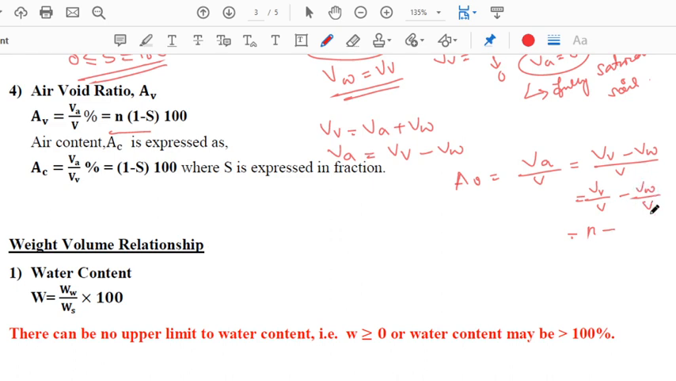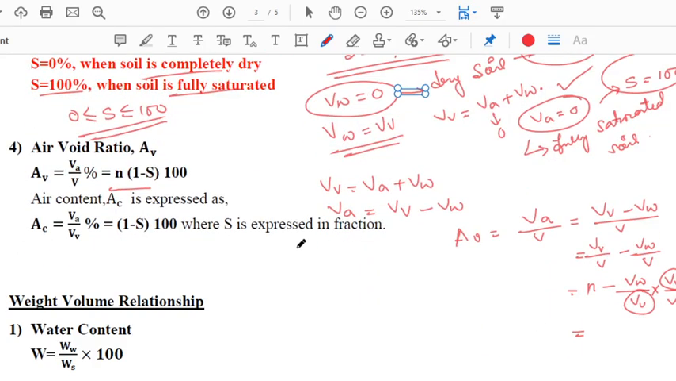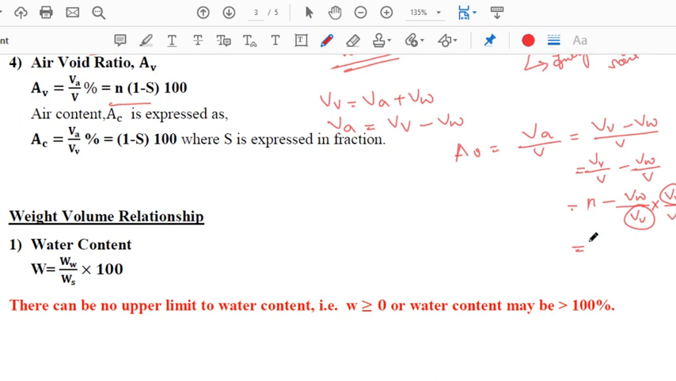Next, we don't know what is volume of water by total volume, but if we multiply both the denominator and numerator with this volume of voids, we can get an expression. We know volume of water by volume of voids, what it is. We know it's S, right? So we can write it as n minus S times n, and again volume of voids by total volume is n. So if we take n common, this is coming out to be n into (1 minus S). Okay, so this is how we get the air void ratio.